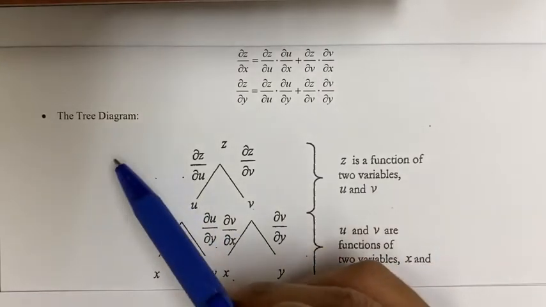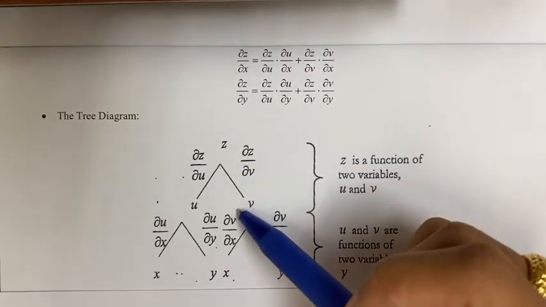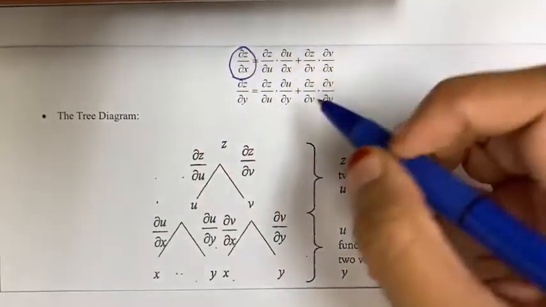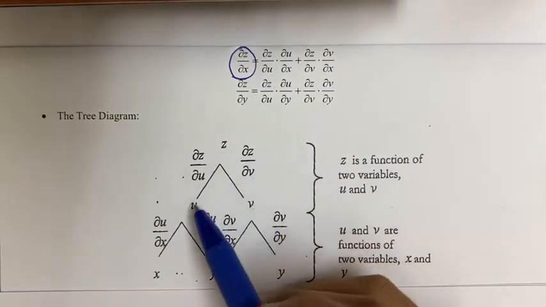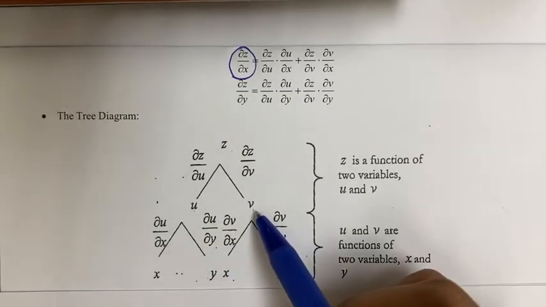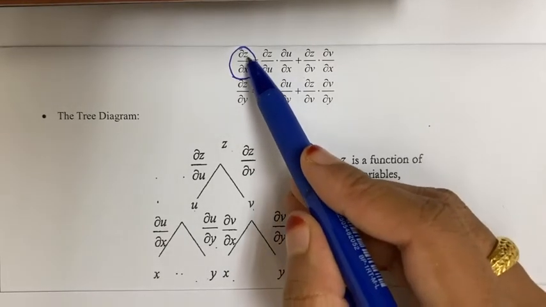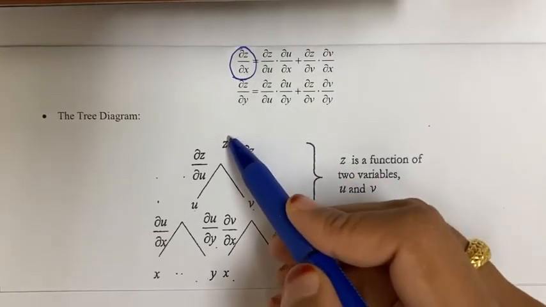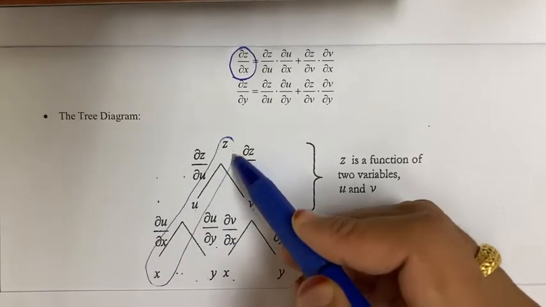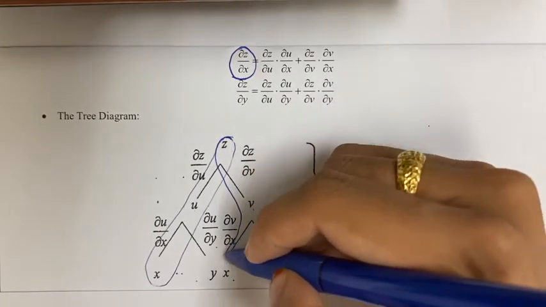So this is the tree diagram I mentioned before. Let's see how this relates to this tree diagram. First, let's focus on this del z over del x. You see z is a function of u and v here, and then u is a function of x and y, as well as v a function of x and y. So how to find del z over del x? Refer to this branch. The z, u and x, you have this one. And then another one, you have z, v and x here.